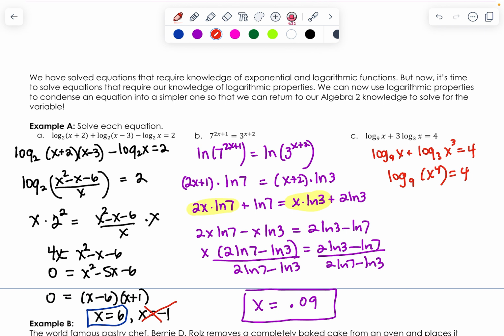Oops, wait a minute. These are not the same base. I just caught this. Okay, wait. So those are not the same base. So we have a bit of a problem here. All right, so I'm thinking, what could I do here? How could I change this so that it has the same base here? Okay, I really would like that to be a base 3. So I'm going to rewrite it like this. See if you can recognize the change of base.